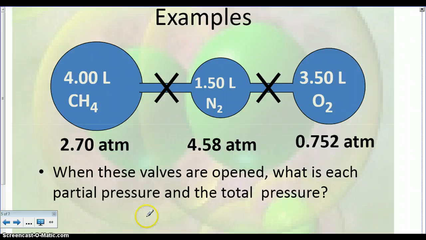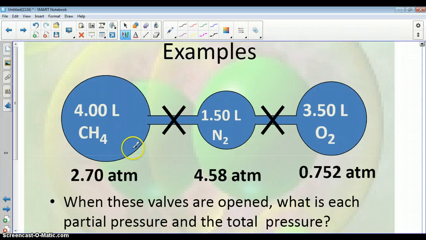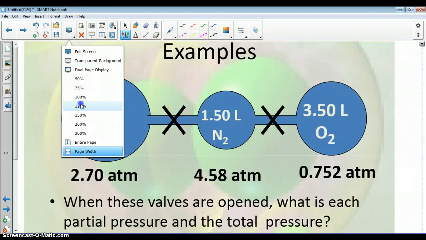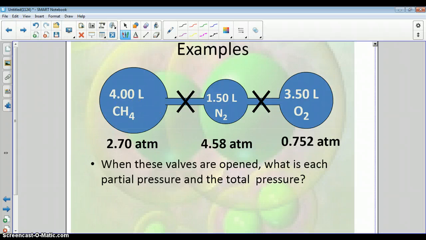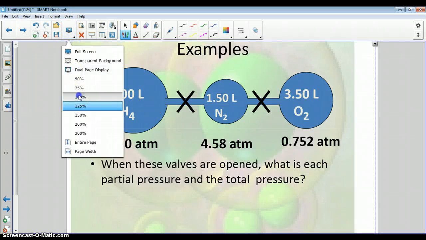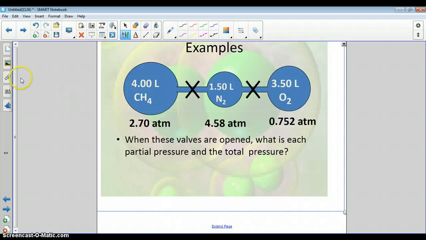All right, this is a challenging problem. I'm actually going to back it out of full screen because I'm going to need a little bit more room to write this one. All right, so you have three separate flasks here. They are all connected, but they are kept from mixing together because of these stopcocks here that are keeping the gases from mixing.